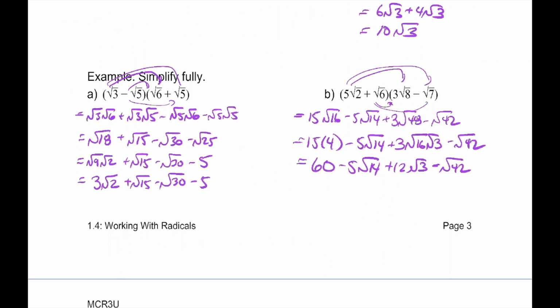You think, oh, maybe we could get a root 3 somehow and sort of combine that with the 12 root 3. Don't force things. That's the end. We can't do anything with root 42, and that's the final answer.